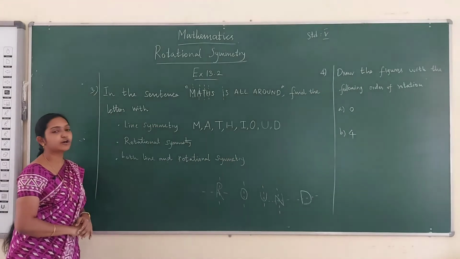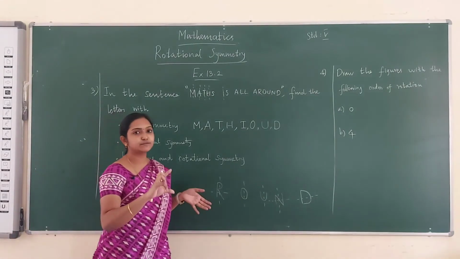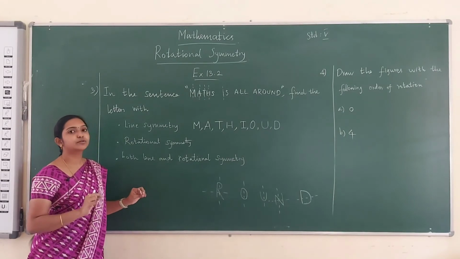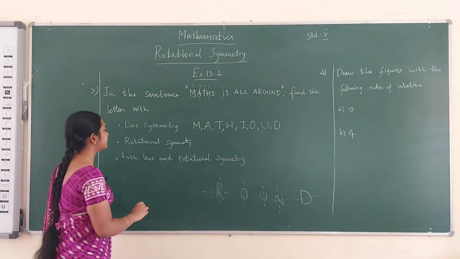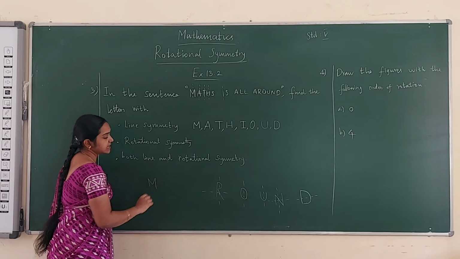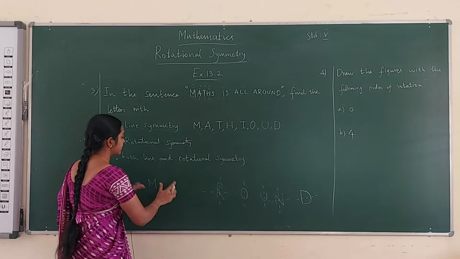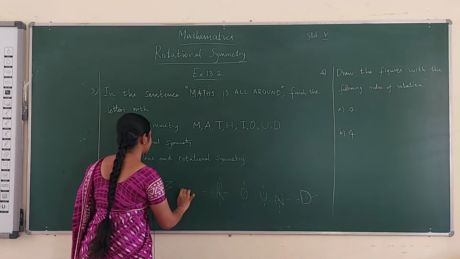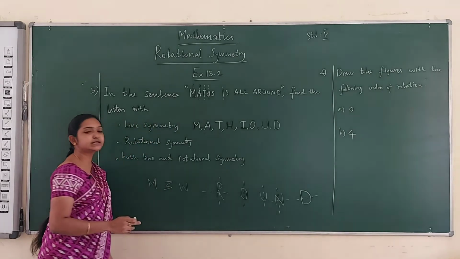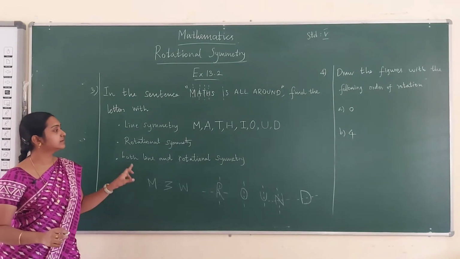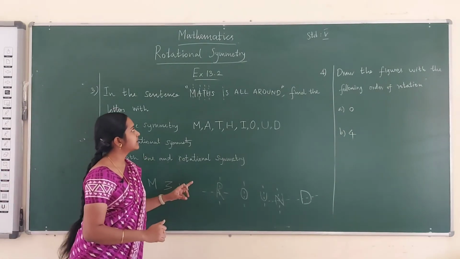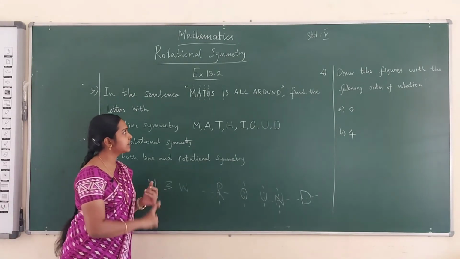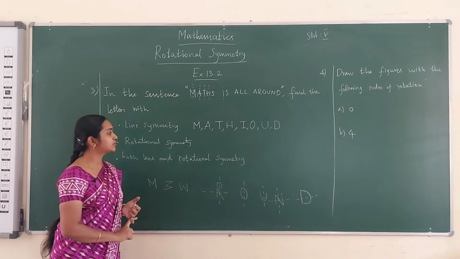Next we have to look for rotational symmetry. So we have to rotate and find the letters having rotational symmetry. If we rotate M, imagine as if we are rotating M. It will look like this. Next it will look like this. But it won't look the same. So M is not having rotational symmetry. Next A. Even if we rotate A, it won't look the same. And the same for T. T also won't look the same.